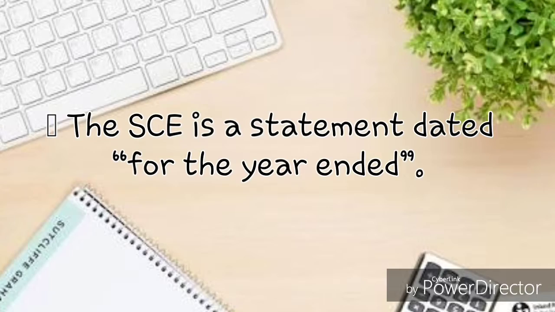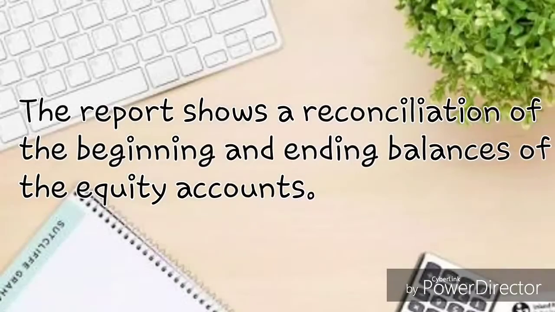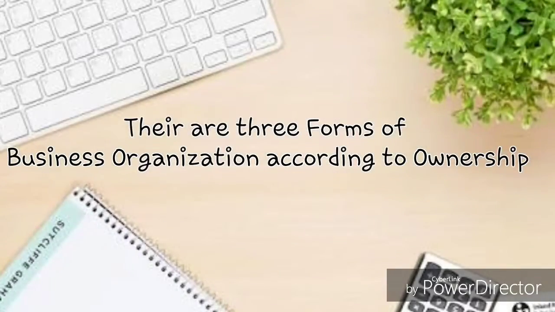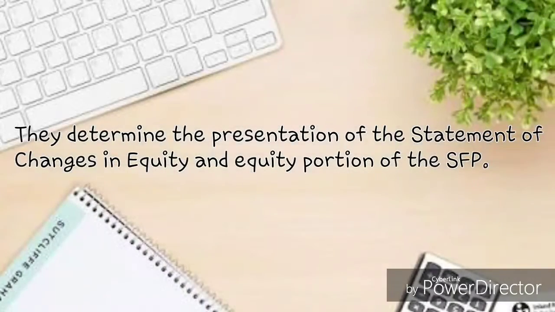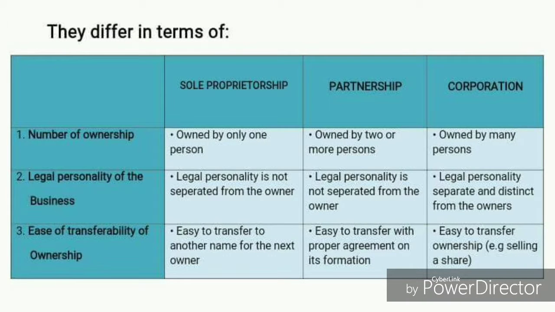The SCE is a statement dated for the year ended. The report shows a reconciliation of the beginning and ending balances of the equity accounts. There are three forms of business organization according to ownership: the sole or single proprietorship, partnership, and corporation. They determine the presentation of the statement of changes in equity and the equity portion of the SFP. They differ in terms of number of ownership, legal personality of the business, and the ease of transferability of ownership.